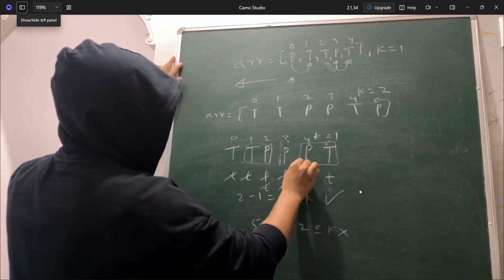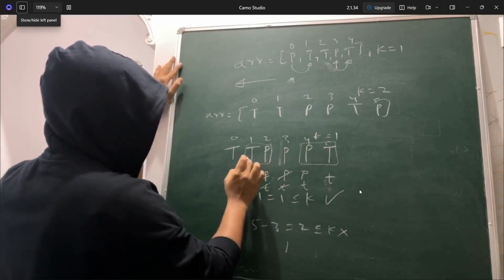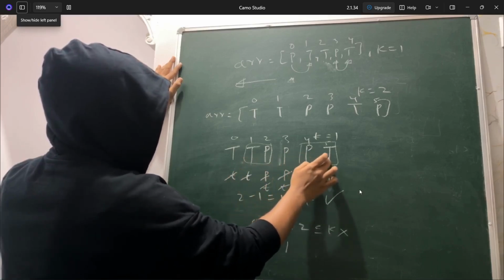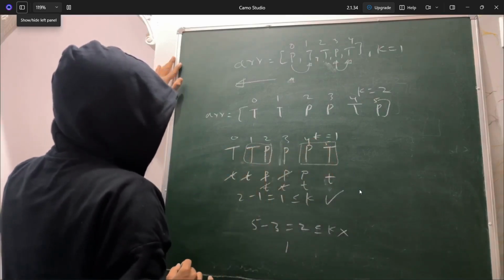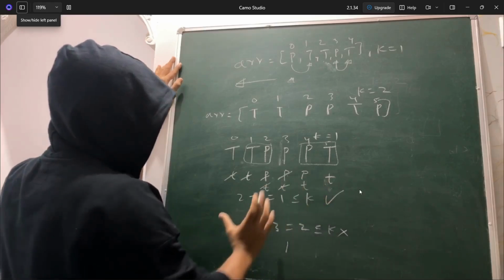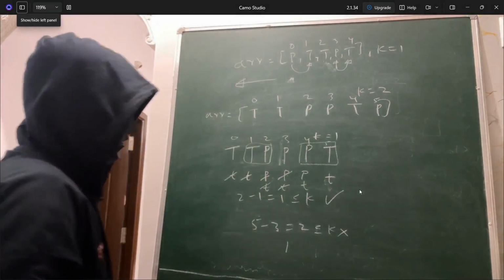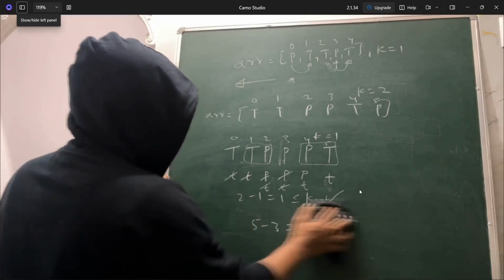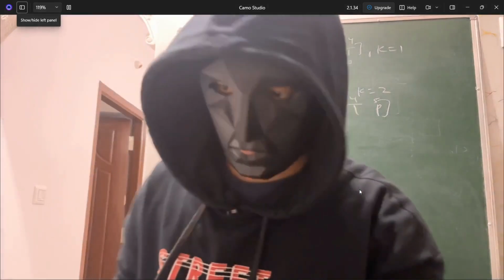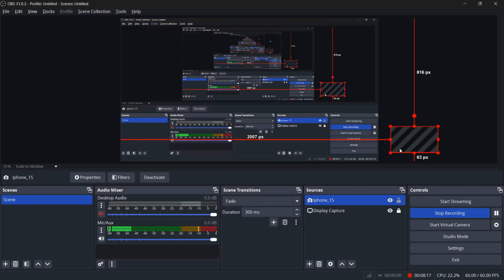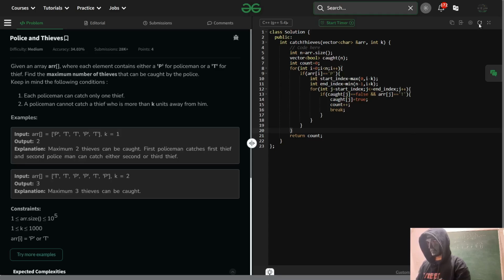So basically, even if you see through naked eyes, the distance was at most 1. So this police will be able to catch this thief, and this police will be able to catch this thief, but this police will not be able to catch any thief, neither this one, this one, nor this one. So basically, whenever police and thief are not in a range of k distance, we'll move one pointer forward. I think you got what I'm trying to say. Let me try to code it up here. So this was a brute force solution.